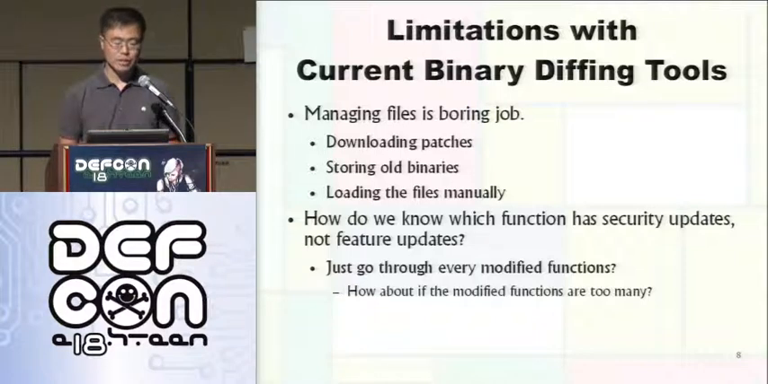So it's very time consuming and boring. Sometimes it takes more time to find that old binary or something like that. The other problem is how do we know which functions have security updates, not feature updates? Sometimes they include just feature updates. I will talk about this later.